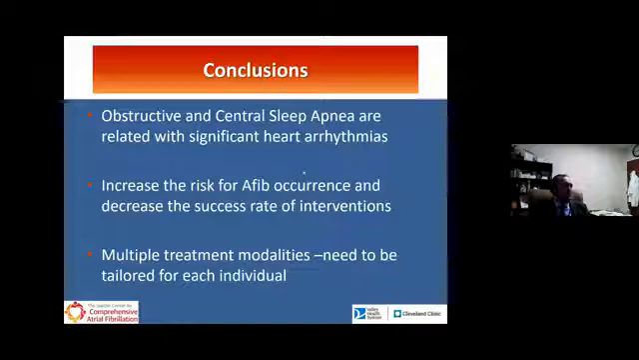So in conclusion, obstructive and central sleep apnea are related to significant heart arrhythmias. There is an increased risk for atrial fibrillation occurrence and a decrease in success rate for interventions if these sleep disturbances occur and are not treated. And there are multiple treatment modalities, but they need to be tailored for each individual.